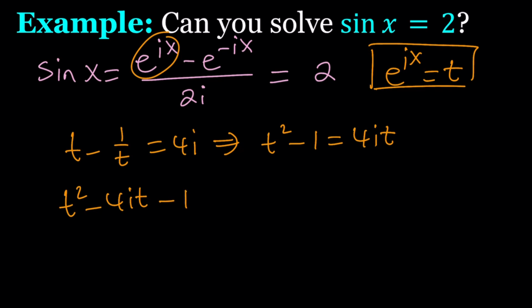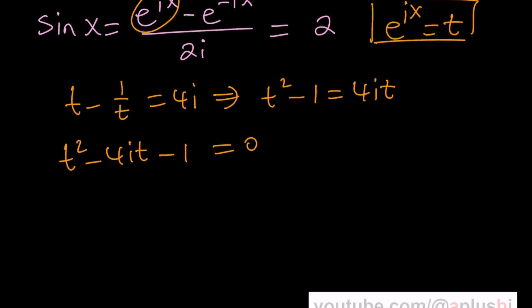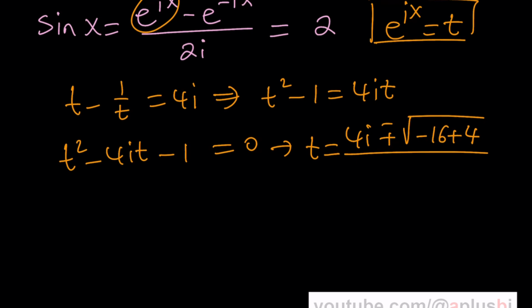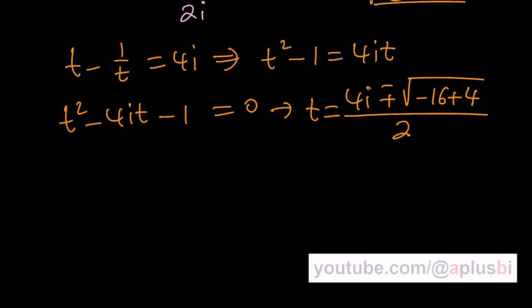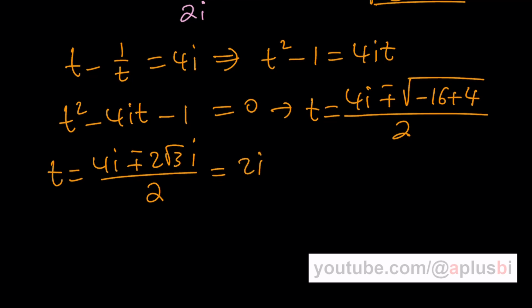Now, what is the quadratic formula? Or you can complete the square if you want, but I'm just going to use the quadratic formula because that's kind of fun. t equals negative b plus or minus the square root of b squared. Negative 4i, if you square that, you're going to get 16i squared, which is negative 16, right? Minus 4i, that's going to give you a positive 4, right? And divided by 2a. Negative 16 plus 4 is negative 12. The square root of that is 2 root 3 i. So we're going to get something like this: 4i plus or minus 2 root 3 i divided by 2. And obviously this can be divided by 2: 2i plus or minus root 3 i.